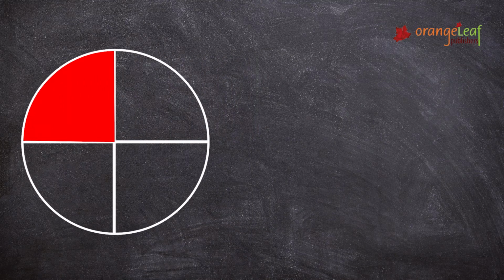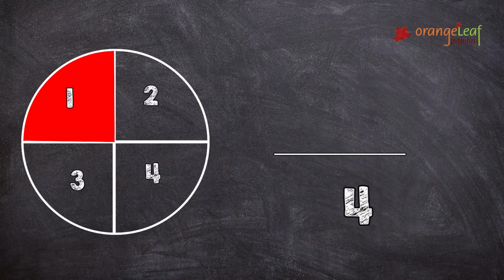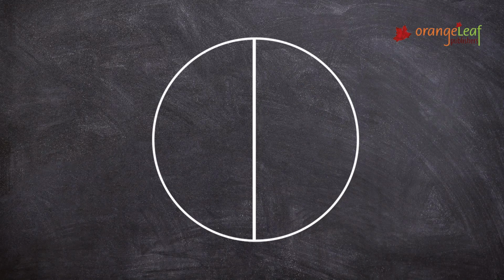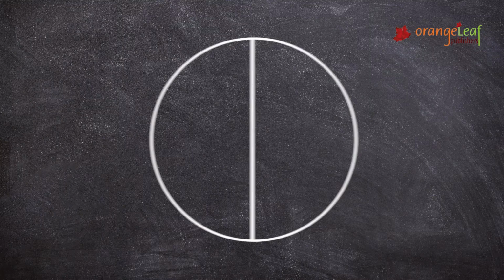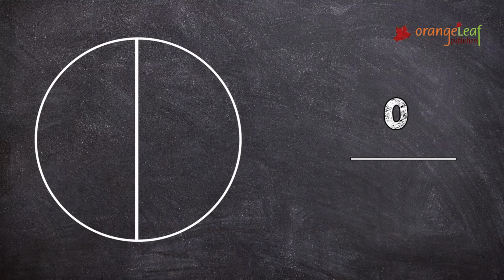Here we see 4 in the denominator because the circle is divided into 4 parts. And since one part is shaded, I put 1 in the numerator. Now here are some things to remember. Here is a circle divided into 2 equal parts. When no part is shaded, we put 0 in the numerator, which means 0 by 2.